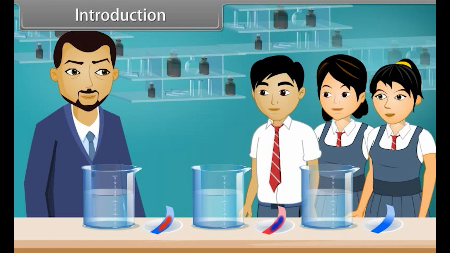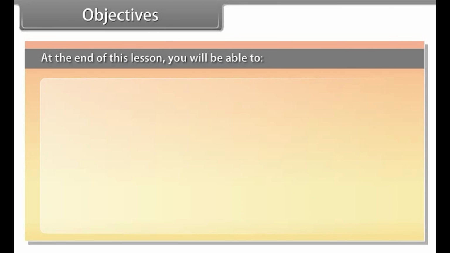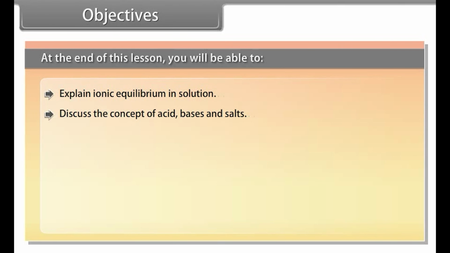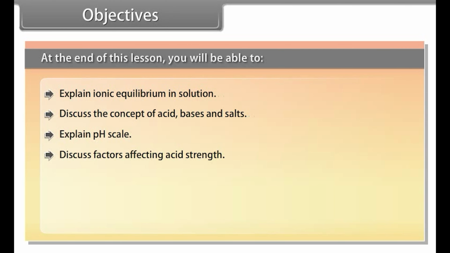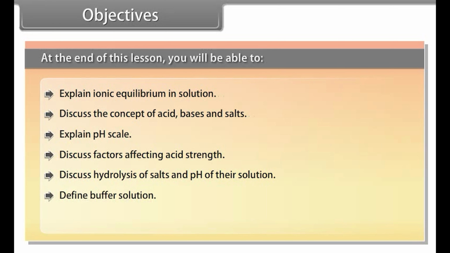In this lesson, you will study the physical and chemical equilibrium. Objectives. At the end of this lesson, you will be able to explain ionic equilibrium in solution, discuss the concept of acid, bases, and salts, explain pH scale, discuss factors affecting acid strength, discuss hydrolysis of salts and pH of their solution, define buffer solution, define solubility product constant.